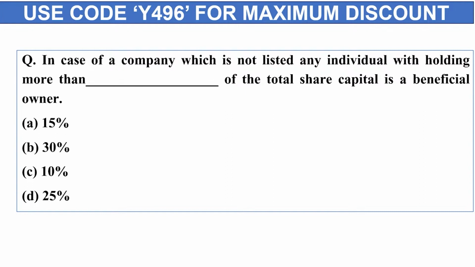And it is actually your D, that is 25. 25% of total share capital held makes a person the beneficial owner. So in case of a company which is not listed, holding more than 25% of the total share capital makes a person a beneficial owner. Right answer is D.